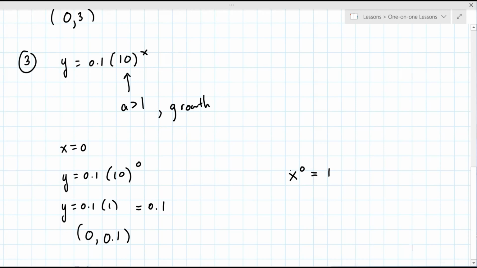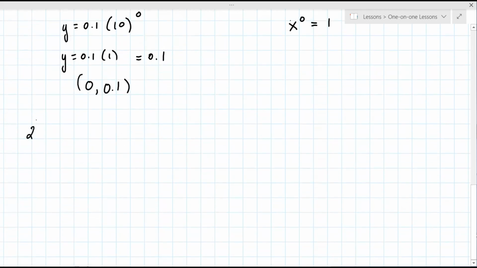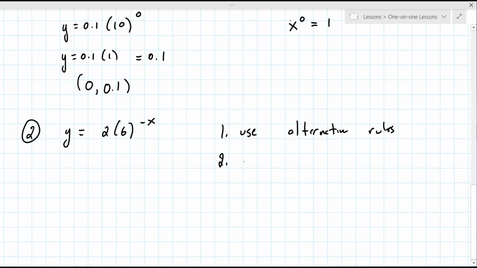All right, let's go back to 2. 2 is kind of an exception here. It's not written in the form of the previous ones. So you have a choice here. When you have negative exponents, the first option is to use alternative rules. The second option is to convert to positive exponents. Which do you think you're more likely to do? Probably convert to positive. Okay, so to do that, you get 1 over 6 to the power of x. Does that look okay to you?